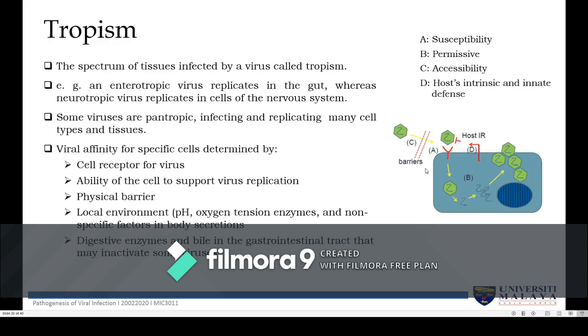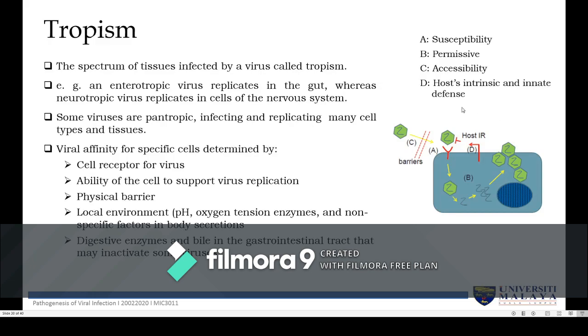Okay, so this diagram explains a bit regarding susceptibility and permissiveness. So for A, which is susceptibility, it is the receptor. Susceptibility is when the cell has the receptor and is able to receive or recognize the virus. Yeah. And then permissive is when it can support the viral replication. The C is accessibility. Yeah, when there are barriers, it cannot access. So when there are no barriers, or when the barriers are breached, like the skin, it can access the cells and then infect the cells.